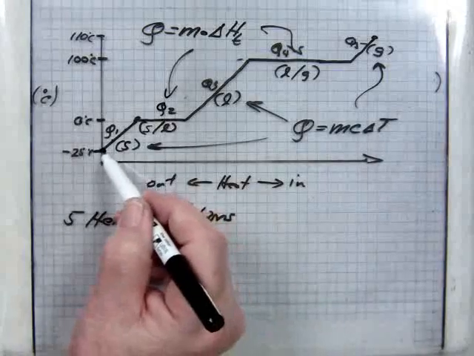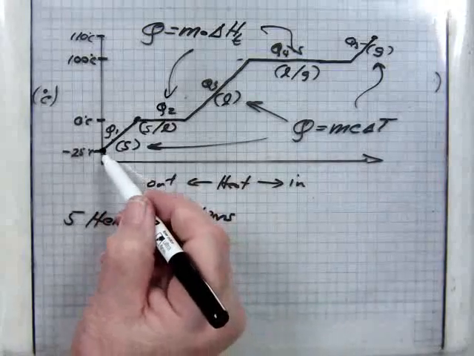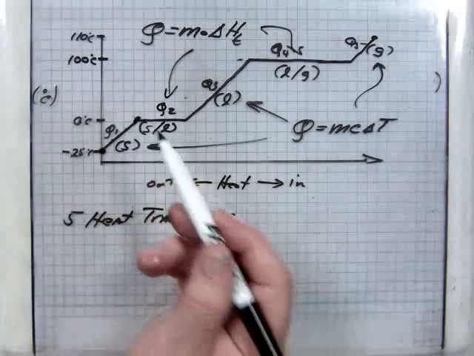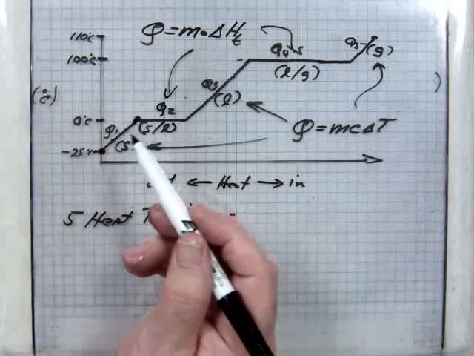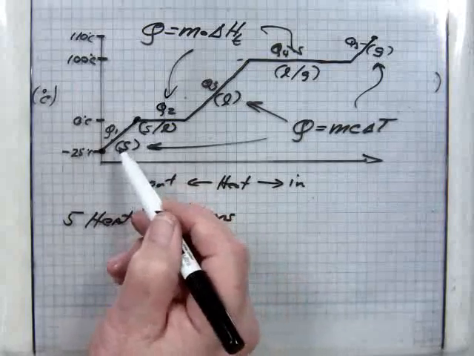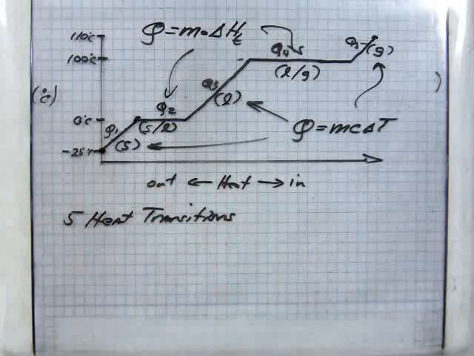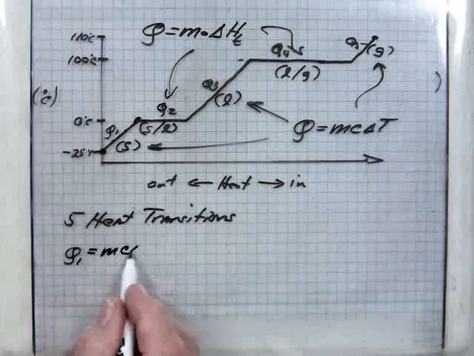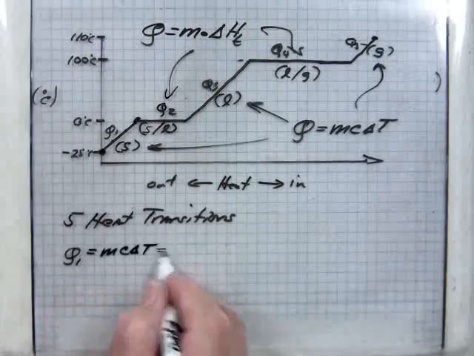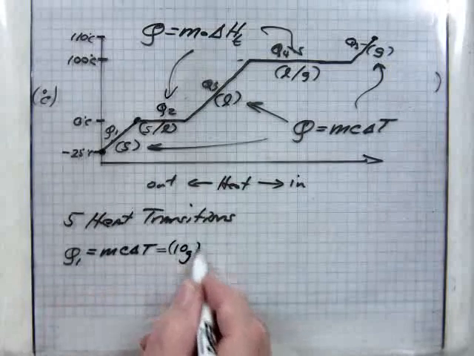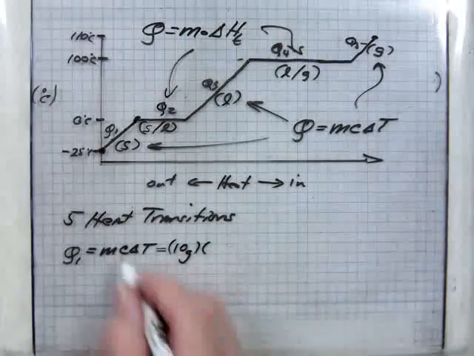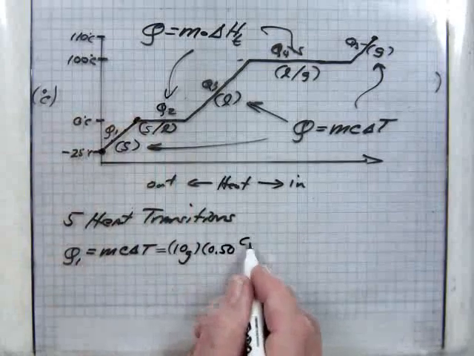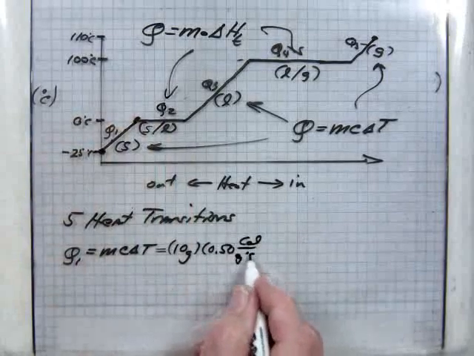First thing is we're starting at minus 25 degrees Celsius, right? And to melt this, you first have to get to the melting point. It won't melt until you get it up to the melting point. So in this region, you are warming, and it involves a temperature change. So Q1 is an MC delta T calculation. You have 10 grams of ice. The specific heat for the ice, you can go back and look it up, but it's 0.50 calorie per gram degree Celsius.